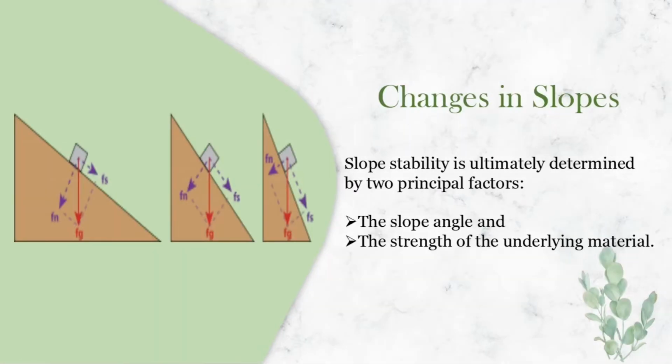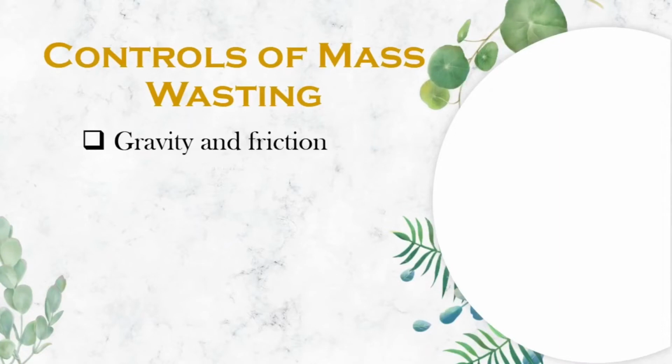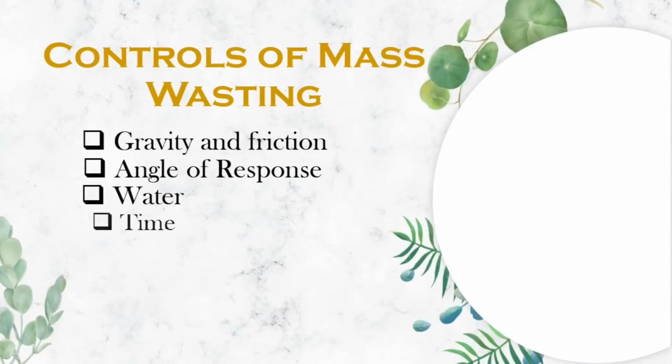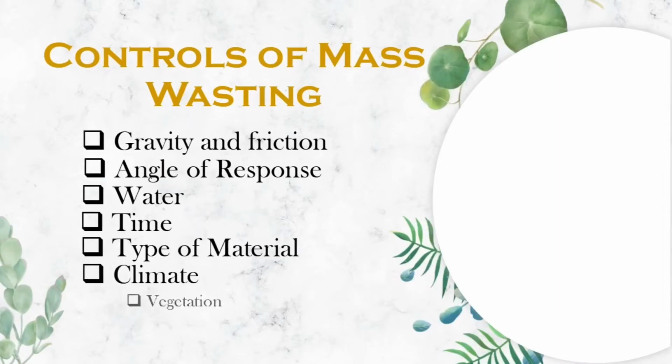The force of gravity, which plays a part in mass wasting, is constant on the Earth's surface for the most part, although small variations exist depending on the elevation and density of the underlying rock. A variety of conditions affect the development of mass wasting in a particular area, and these are gravity, angle of repose, water, time, type of material, climate, and vegetation.